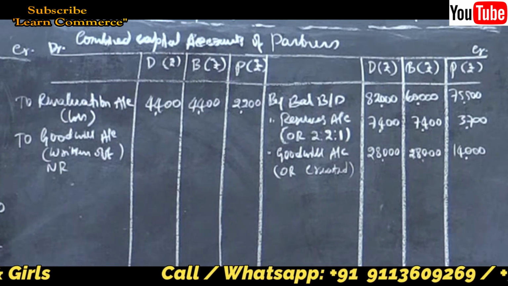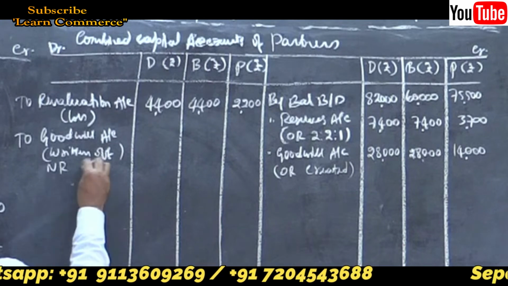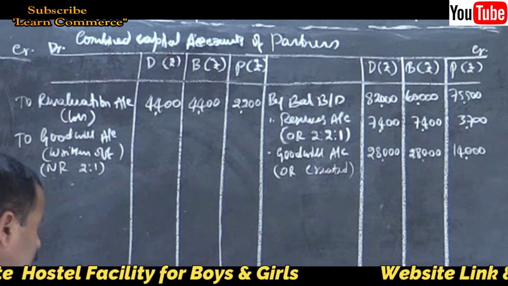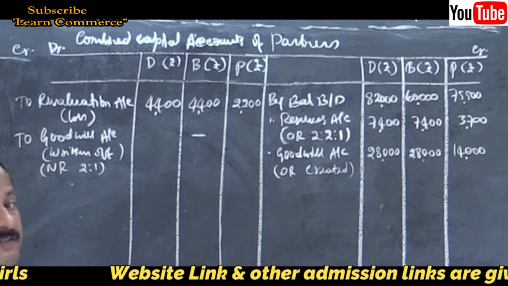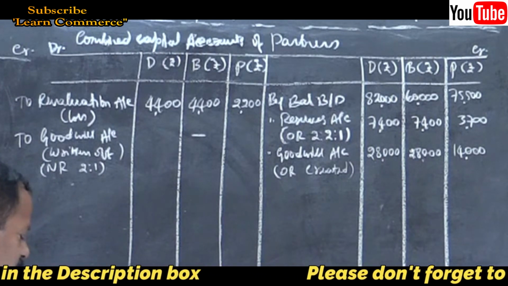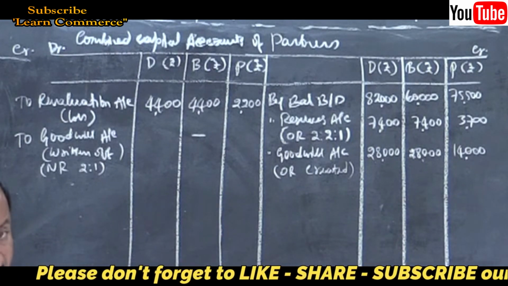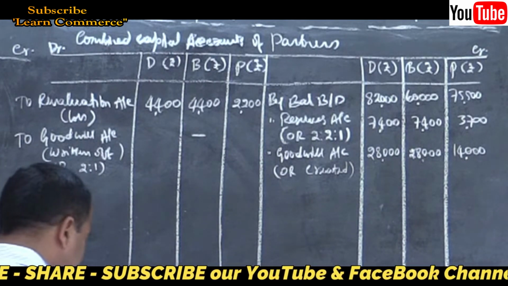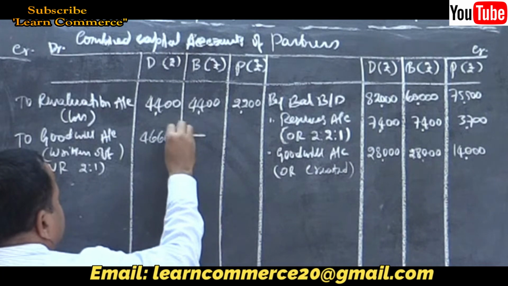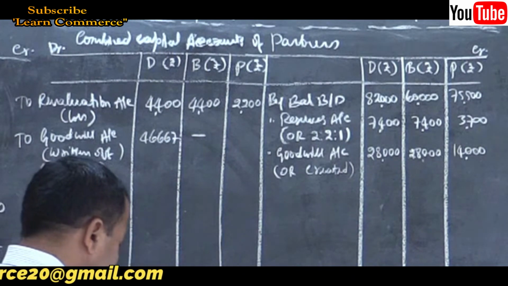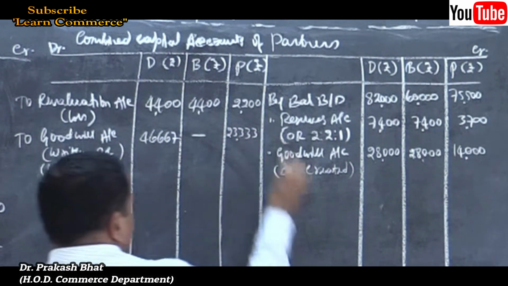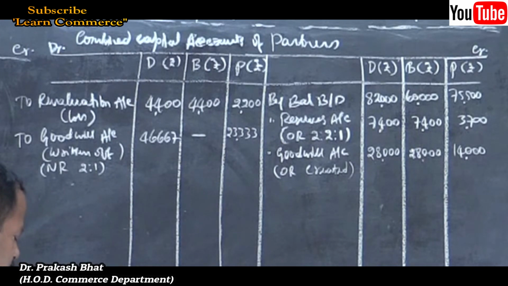New ratio. What is the new ratio? That is 2:1, right? Yes. So no entry in the retiring partner's column, Brigesh's column. How much will it be? Total goodwill of the firm was 70,000. So if you distribute 2:1, 46,667 and 23,333. That's all.